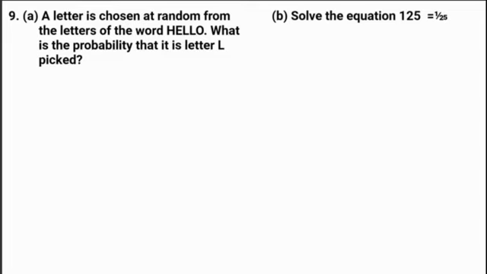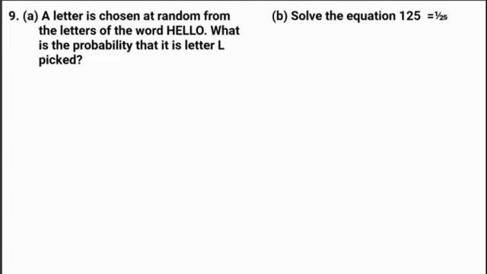Question 9a was as follows. A letter is chosen at random from the letters of the word hello. What is the probability that it is letter L picked? So we want to find the probability of picking letter L in the word hello.